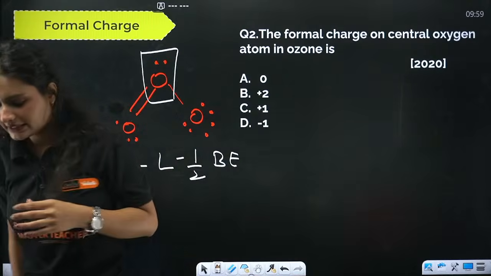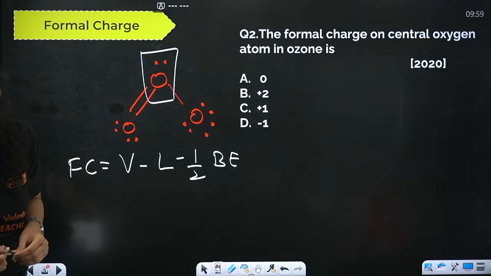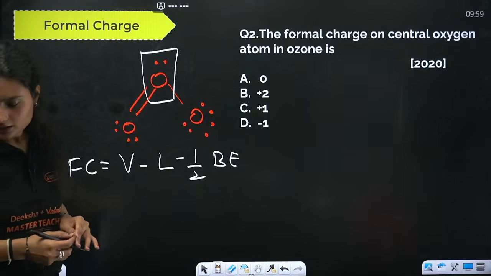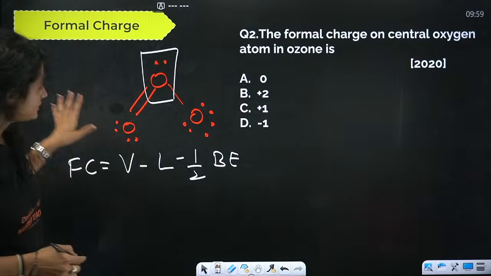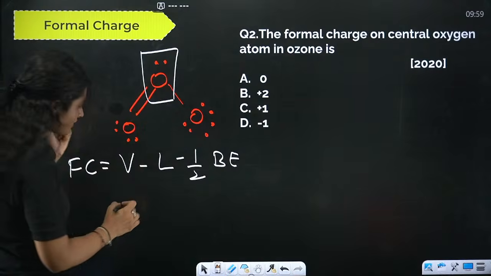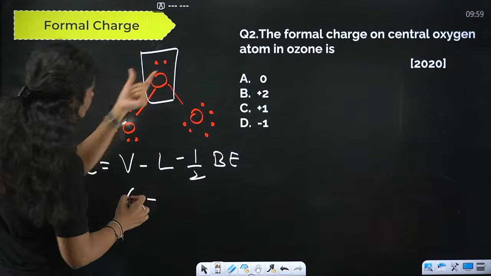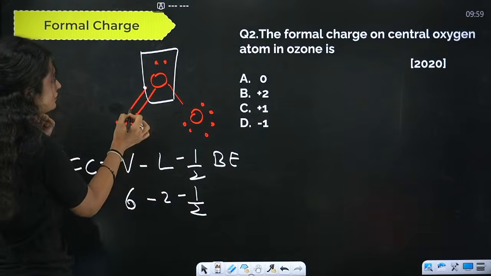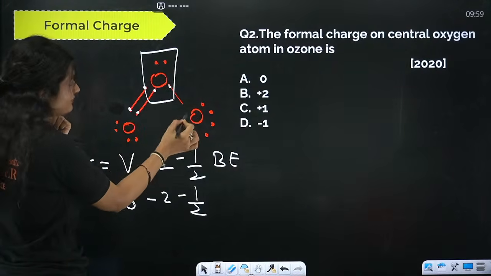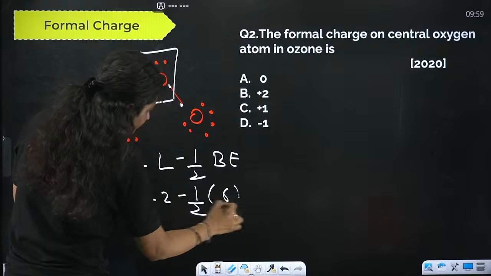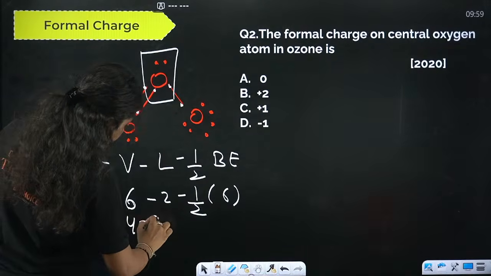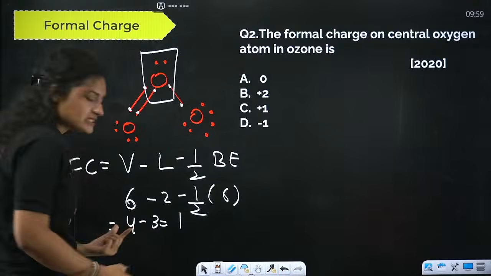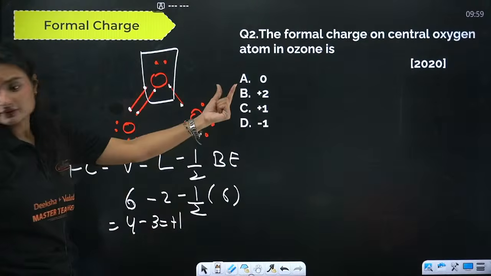Minus half the bonding electrons. Answer: how many valence electrons does this oxygen have? 6. Lone pair of electrons 2, minus half the bonding electrons. How many bonding? 1, 2, 3, 4, 5, 6. So half of 6 is 3, and 4 minus 3 is 1, as in plus 1, right? 4 minus 3 means the charge is plus 1. So what is the correct answer?